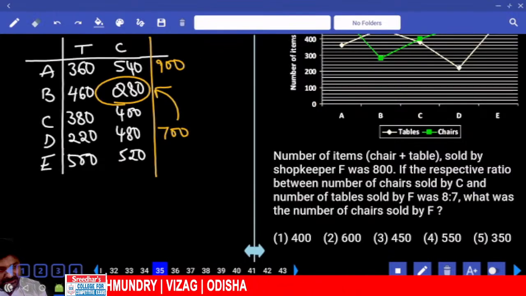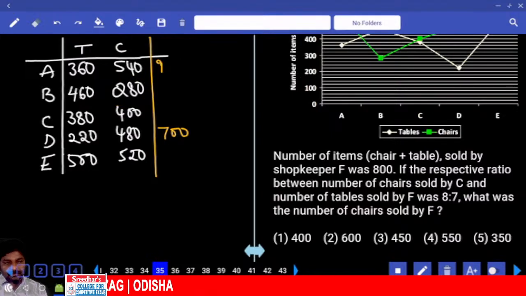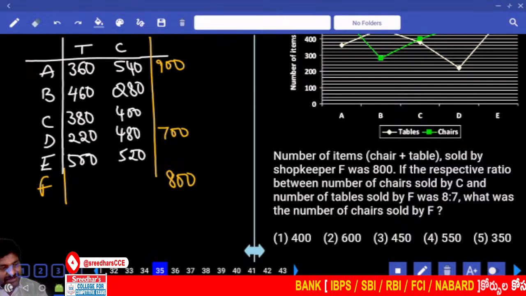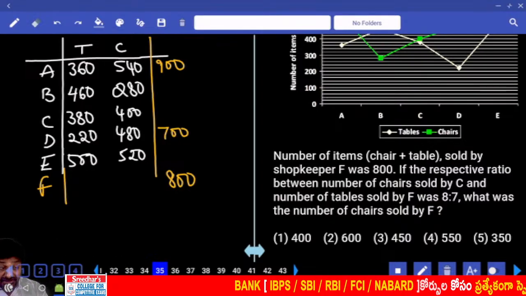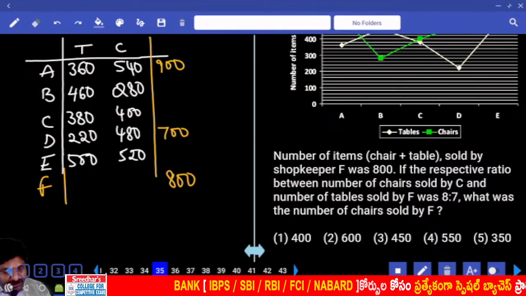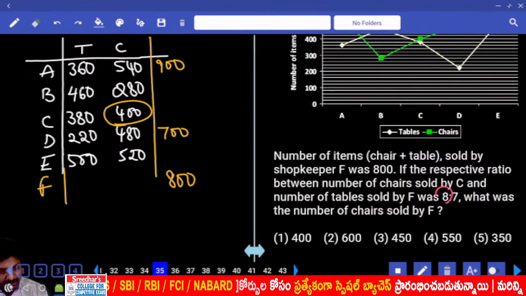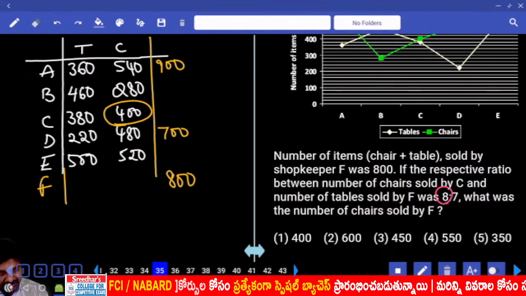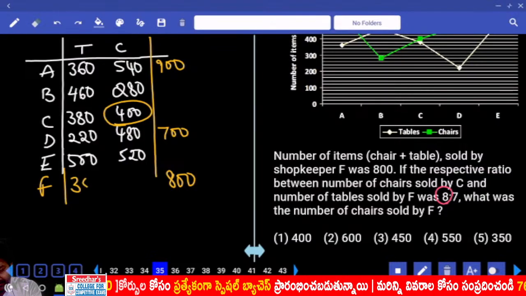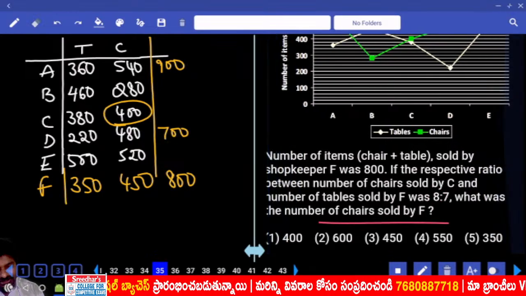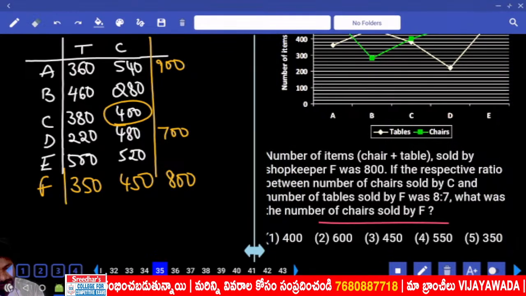Number of items sold by shopkeeper F was 800. There is one more shopkeeper F. If the respective ratio between the number of chairs sold by C and the number of tables sold by F was 8:7. Chairs sold by C 400, which is equal to 8 parts. 1 part 50. 7 parts 350 tables are there. Then the remaining 450 are chairs. Question is about chairs sold by F, 450.